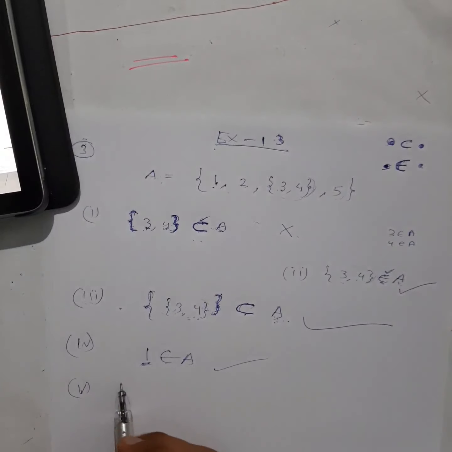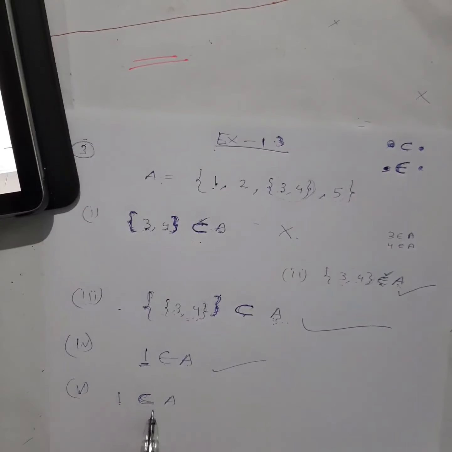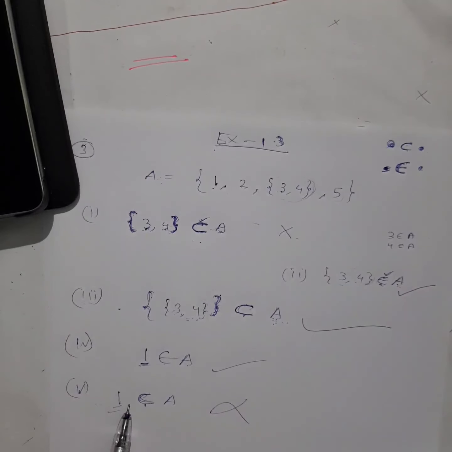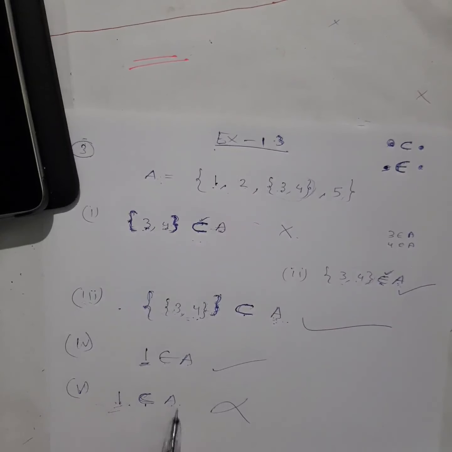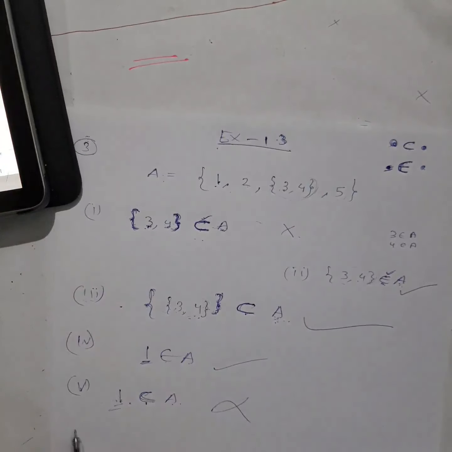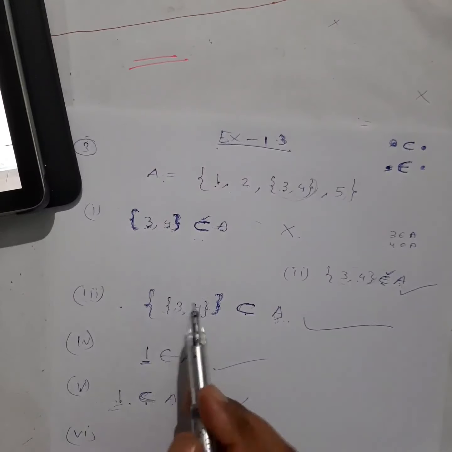Number 5, 1 is a subset of A. Can it be a subset? First thing, before this, whatever you have must be a set. Now this is not a set, so it is a wrong statement. Before this, whatever you have must first be a set. What kind of set? It must be a set whose elements are elements of A, contained here. Next, number 6. If you have confusion, ask me here.